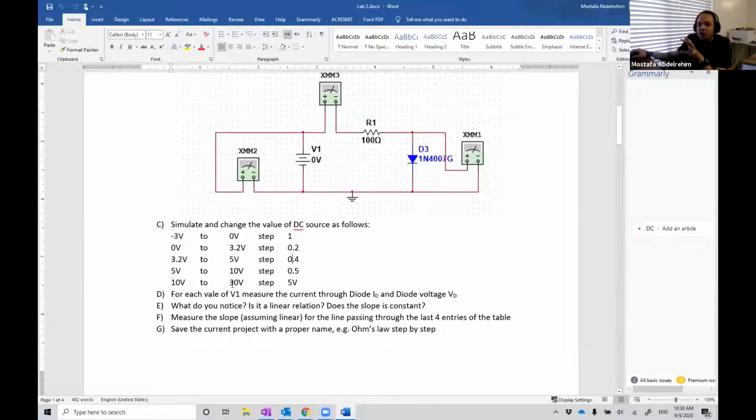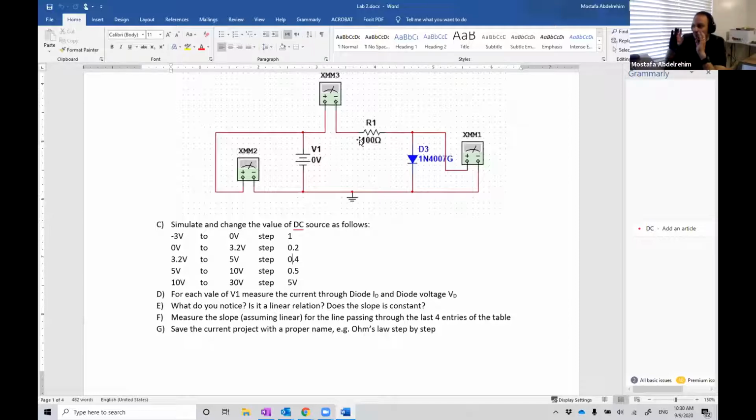So I want you, when you do this experiment, to think about two things. First is the value of R1. Why we put R1? Why we didn't just plug the diode in parallel with V1? And why you can't do that? You can do that in Multisim, in a simulator, but you can't do that in a practical experiment.